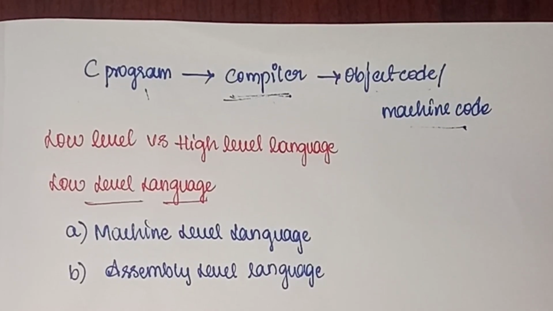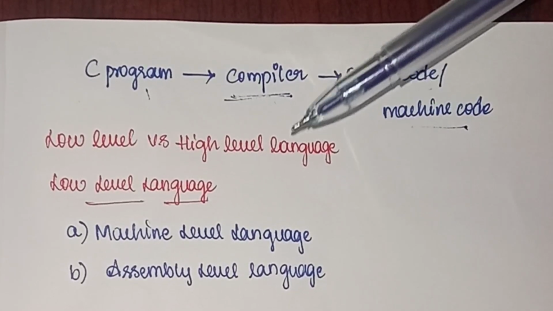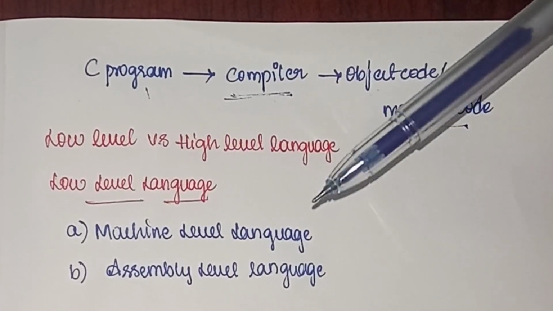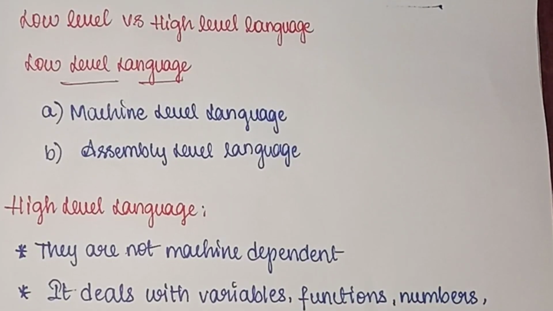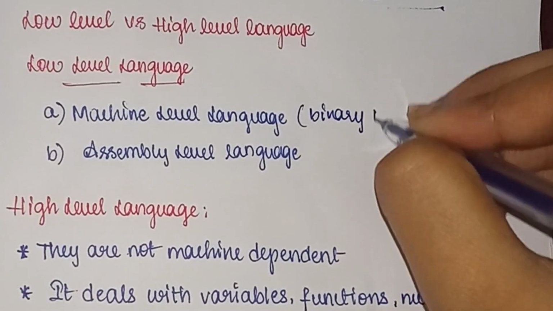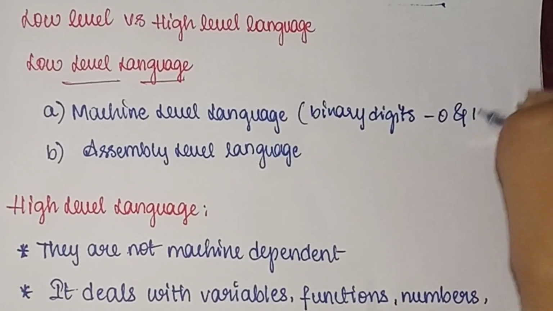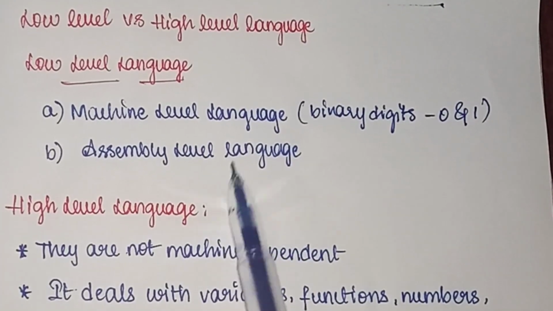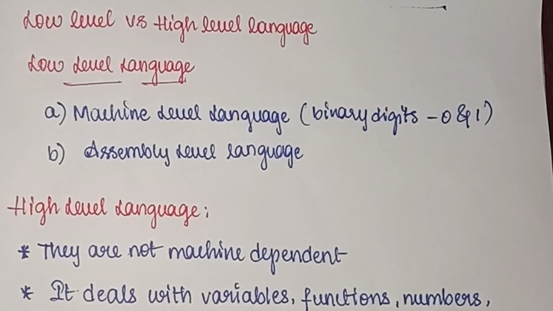So now let's see what a low level language is and what a high level language is. Low level language is again categorized into machine level language and assembly level language. Machine level language is nothing but binary digits, that is 0 and 1. What is an assembly level language? This language is specifically designed based on the architecture of the computer.